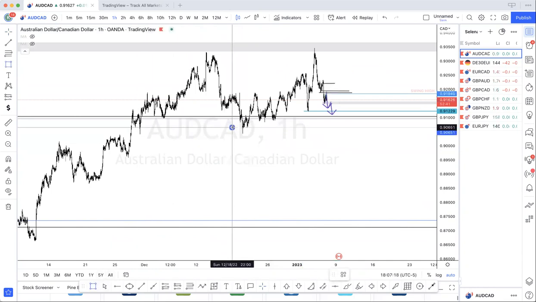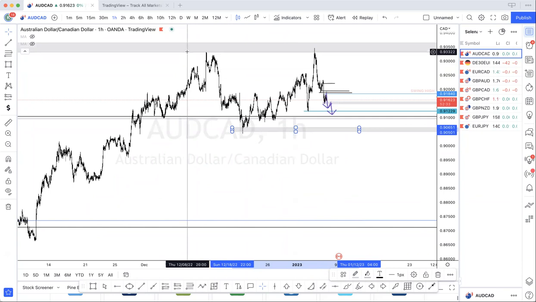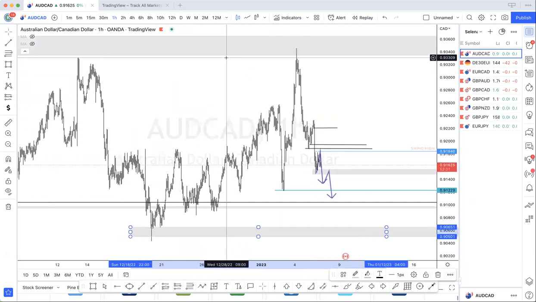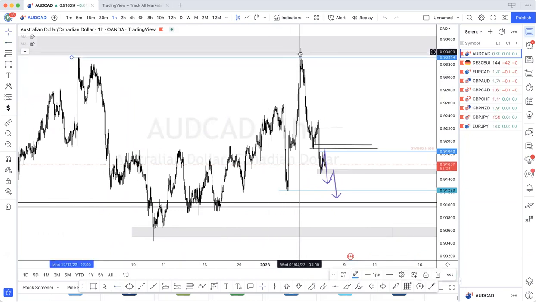Kim, would you say that's an M, based on the 1 hour? If it breaks this right here, it's definitely an M for me. For me, you see, this did not break. It wicked through, it grabbed liquidity, but it did not close above. So for me, price is gonna drop.